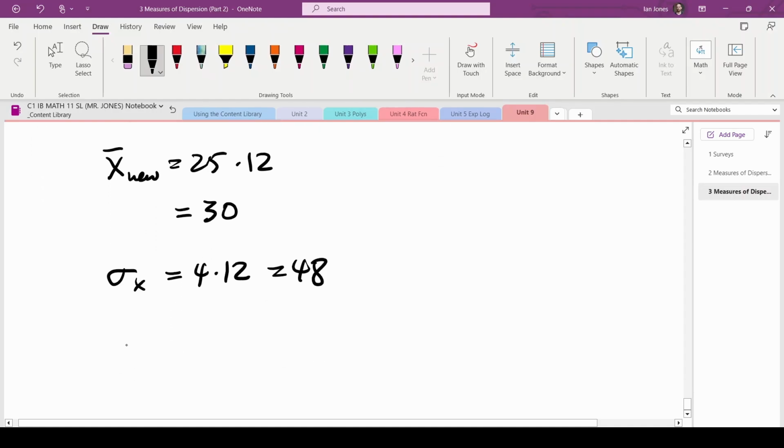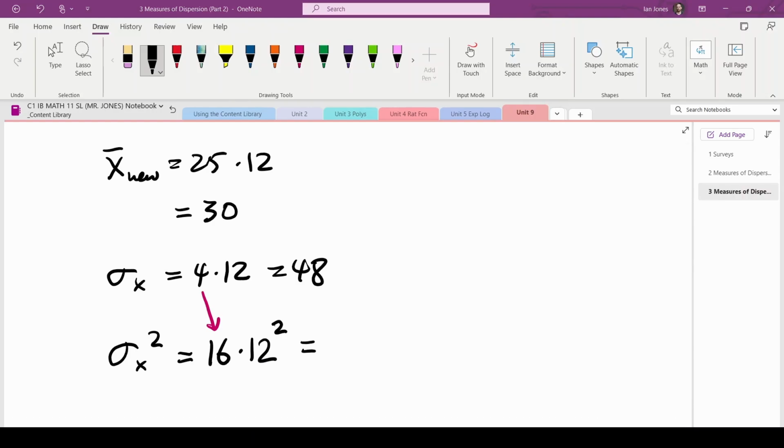The variance, on the other hand, will be multiplied by 144. So the old variance was 16, because remember, the variance is the standard deviation squared. And it's going to be multiplied by 12 squared, which is a whopping 144 times 16, 2,304. Okay, so there we are.